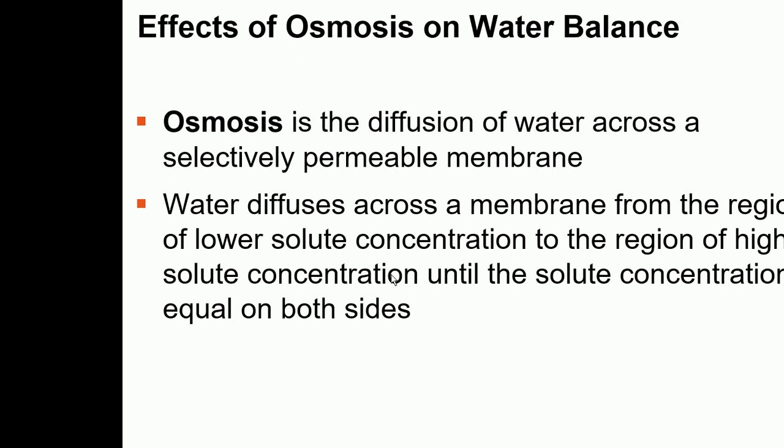Next term is osmosis. Osmosis is a specialized kind of diffusion. It's a diffusion of water molecules from high concentration to low concentration through a semi-permeable membrane. So osmosis is the diffusion of water molecules. Osmosis is a specialized term which is used for the diffusion of water molecules from high concentration to low concentration through a semi-permeable membrane.